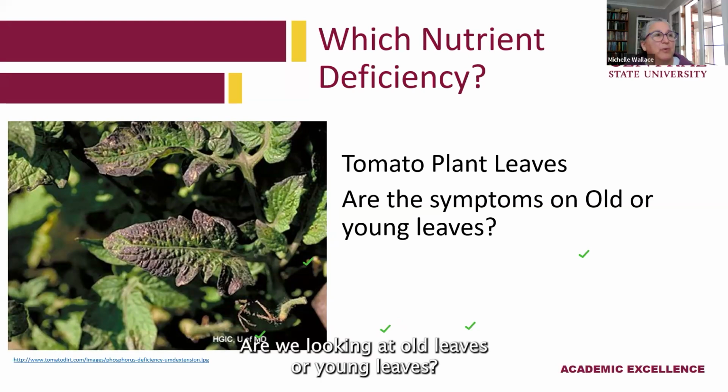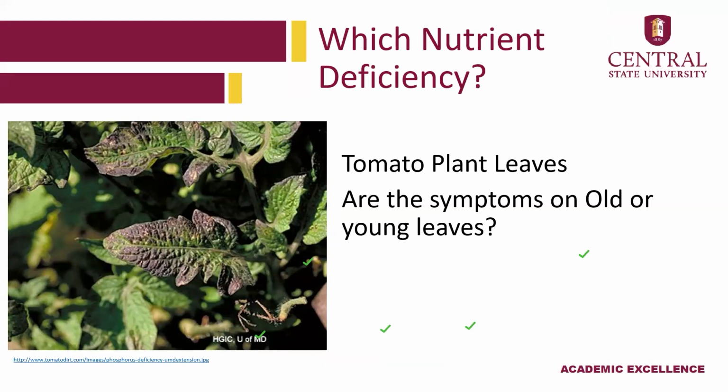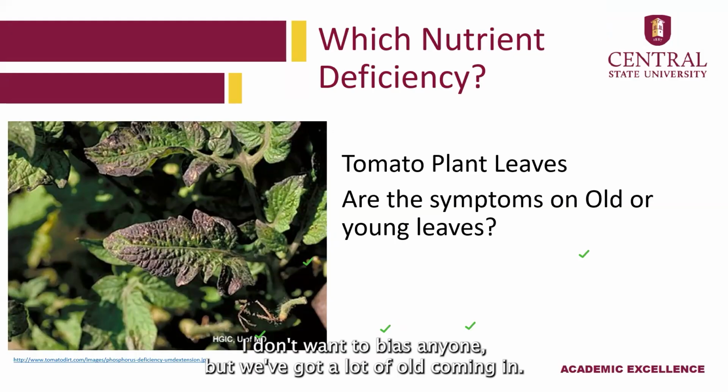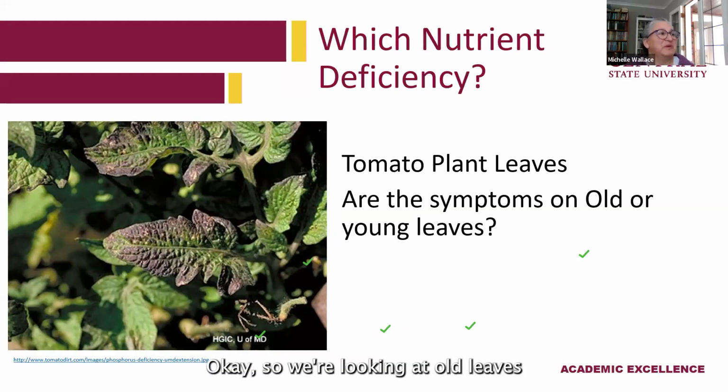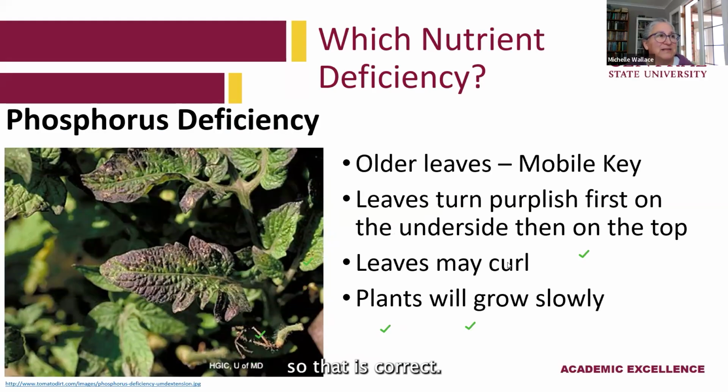So what do you think? Are we looking at old leaves or young leaves? I don't want to bias anyone, but we've got a lot of old coming in. Okay, so we're looking at old leaves. That is correct. So because we're looking at old leaves, we're going to use the mobile key.